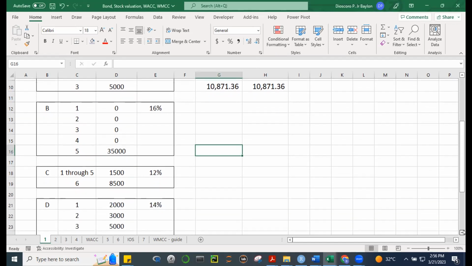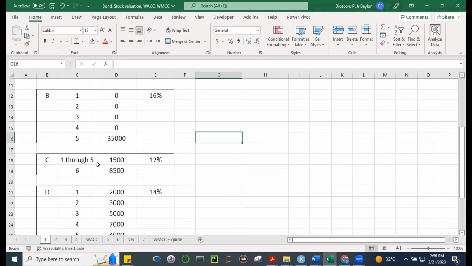Okay, for this one, you have from years 1 to 5, 1,500. And then on year 6, you have 8,500. I want you just to use one formula, okay? One formula to compute for the present value of these cash flows. Okay, I'll give you a minute, please. One formula only. And kindly chat your answer, please.